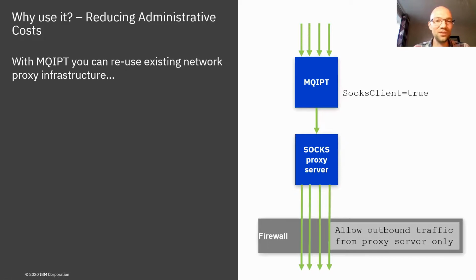And the same thing is true really with the SOCKS proxy as well, which is probably going to be allowed to make connections out from your environment. So MQIPT is able to reuse that. And in this case, you would not need another MQIPT instance at the other end.